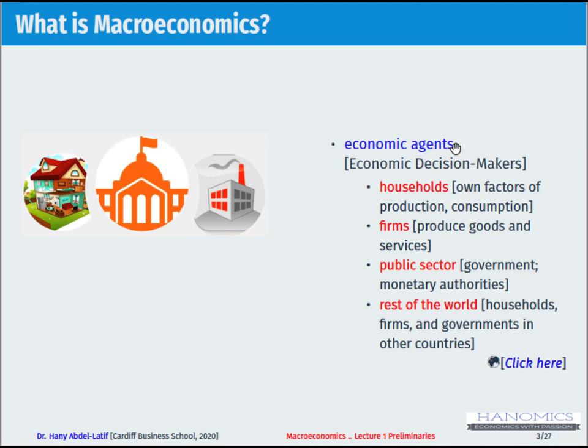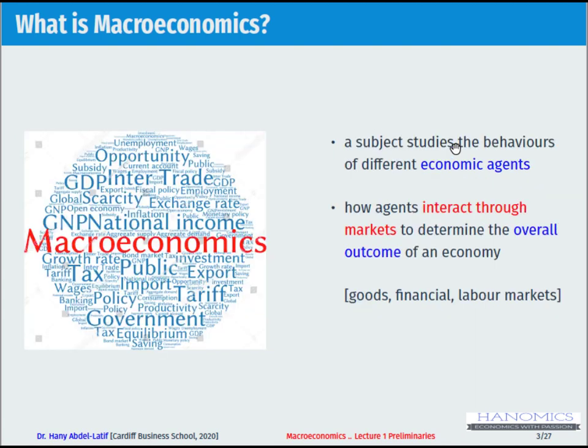So when we talk about economic agents in macroeconomics, we talk about all households, the bigger picture, firms, and the public sector. Households, of course, own the factors of production. They work for a wage or salary, so they own labor or capital, and they consume goods and services. Firms produce goods and services, and they also hire the factors of production from households. This is the interaction we talk about.